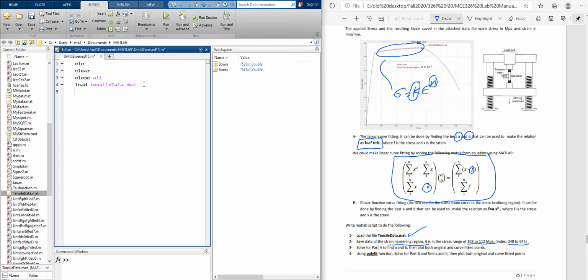Let me write here, say that X is the strain, equal to the strain vector. Which elements from the strain vector? I will take the elements as written in the question, from 248 to 645. These are the elements. Let me run and show you what I got. Run the program. We got these 398 X points. Now we want the corresponding Y.